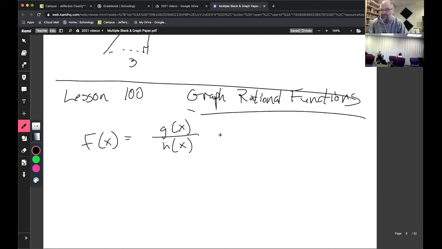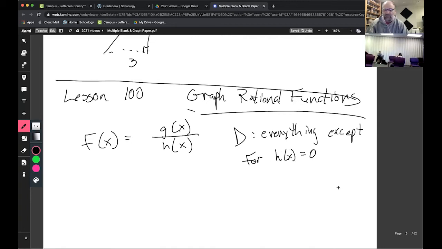All right. So the domain is all real numbers except for those where h of x equals 0, right? So the domain is everything except what makes the denominator 0. So whenever you have a fraction, you always have to look out for that. Okay, so if you had something like this, the domain is everything except the number 3, right? Because you can't have 0 in the denominator.